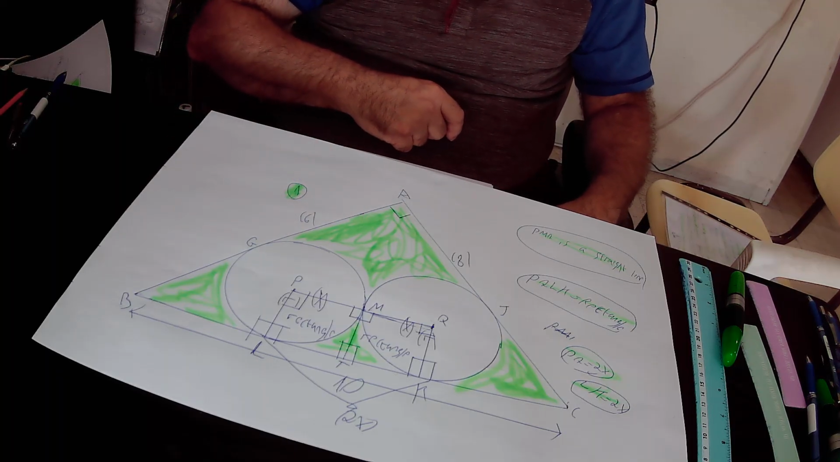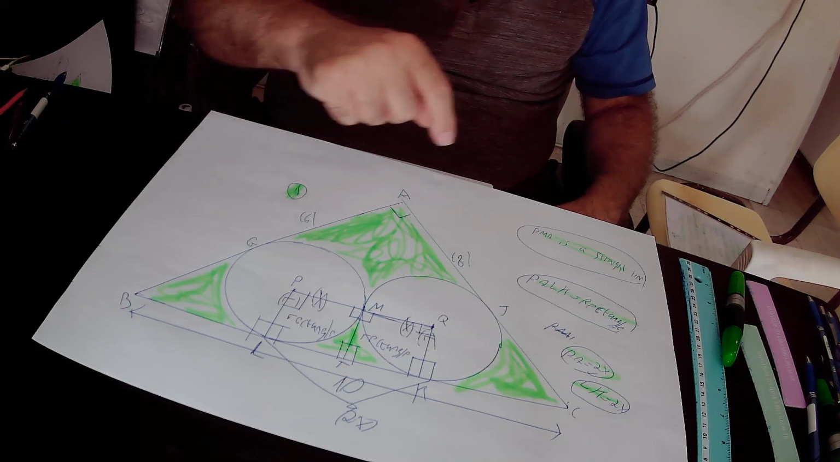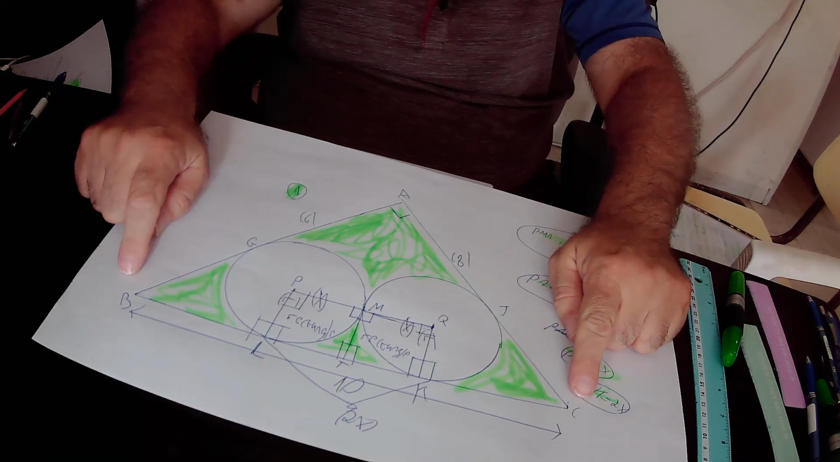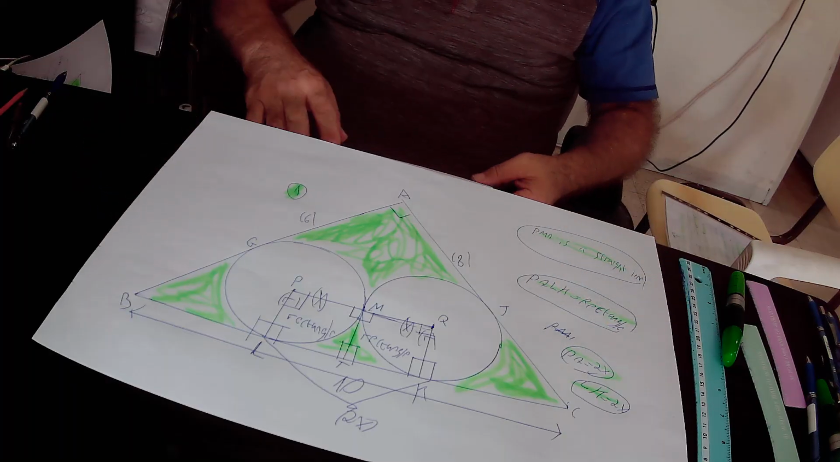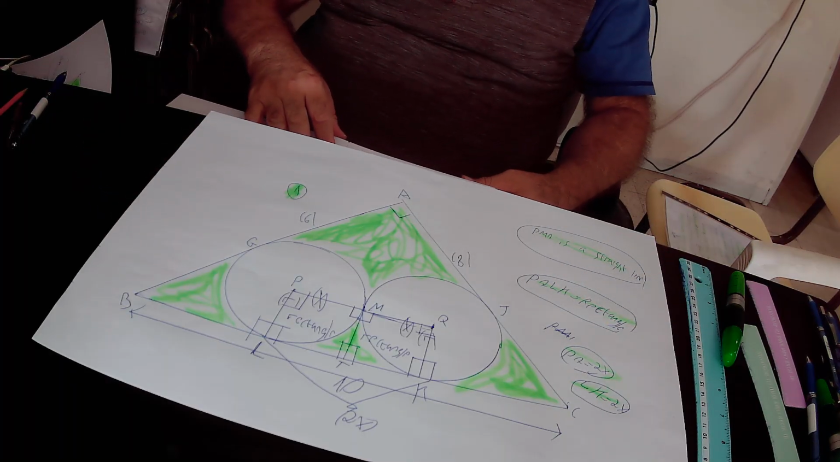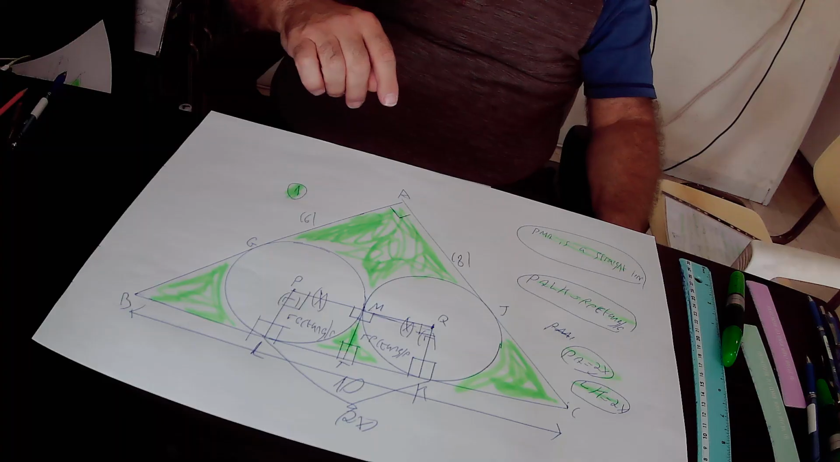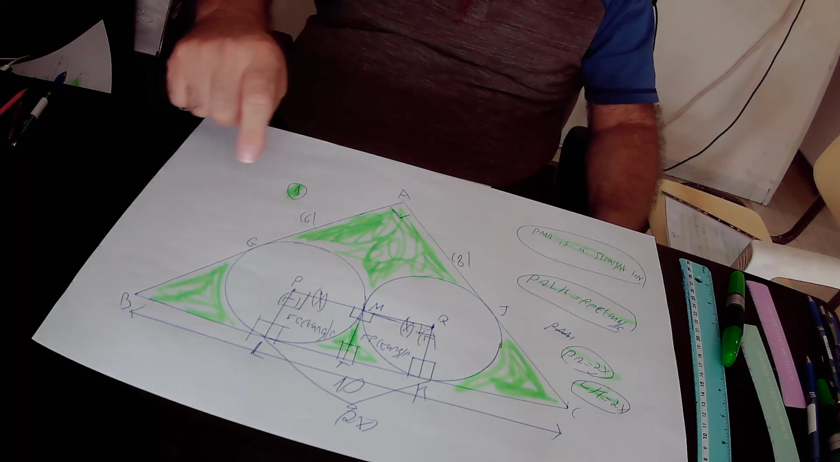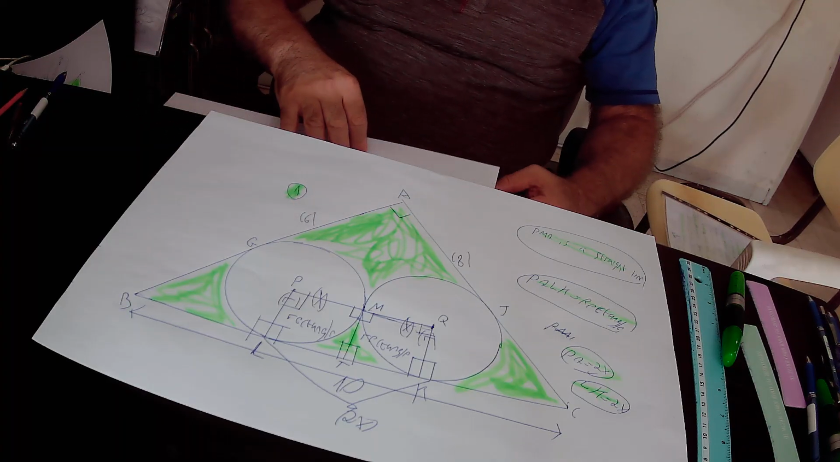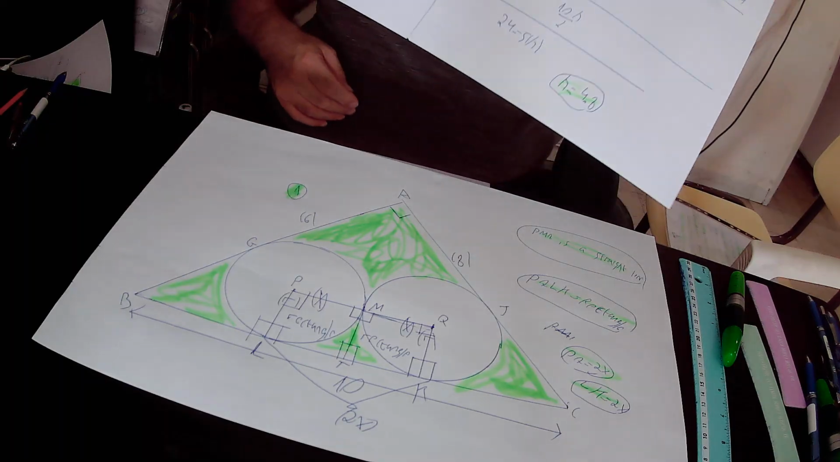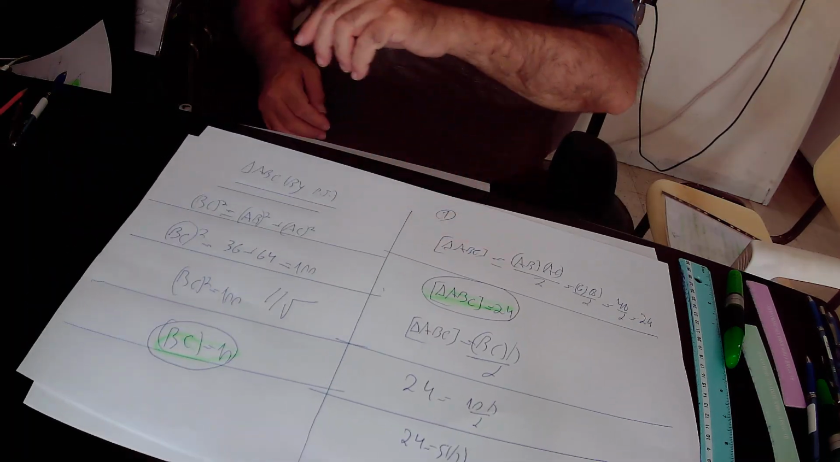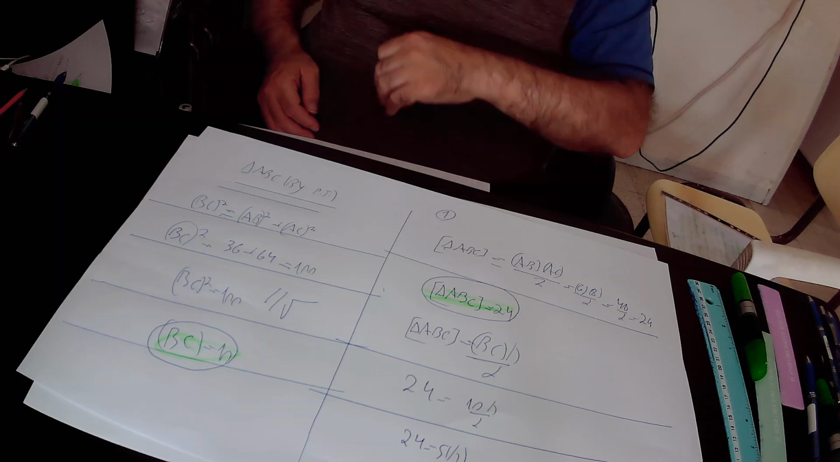First of all, we created the Pythagoras theorem on the right triangle ABC in order to find the length of the hypotenuse BC. According to the Pythagoras theorem, in the right triangle ABC, BC square, that is the square of the hypotenuse, equals AB square plus AC square.